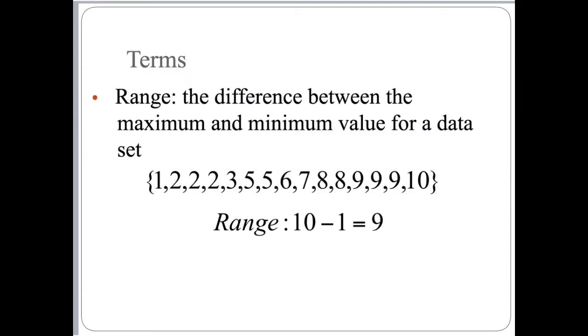To begin with, we have some terms, and our first term is the range. The range is the difference between the maximum and the minimum value for data. If we look at our range, since it's already in order from least to greatest, we can see our smallest value is 1, and our biggest value is 10, and when we subtract the 2, we get 9. So the range of our data set is 9, and that just kind of indicates how spread out the data is. The bigger the range, the more spread out the data is. The smaller the range, the closer it is.